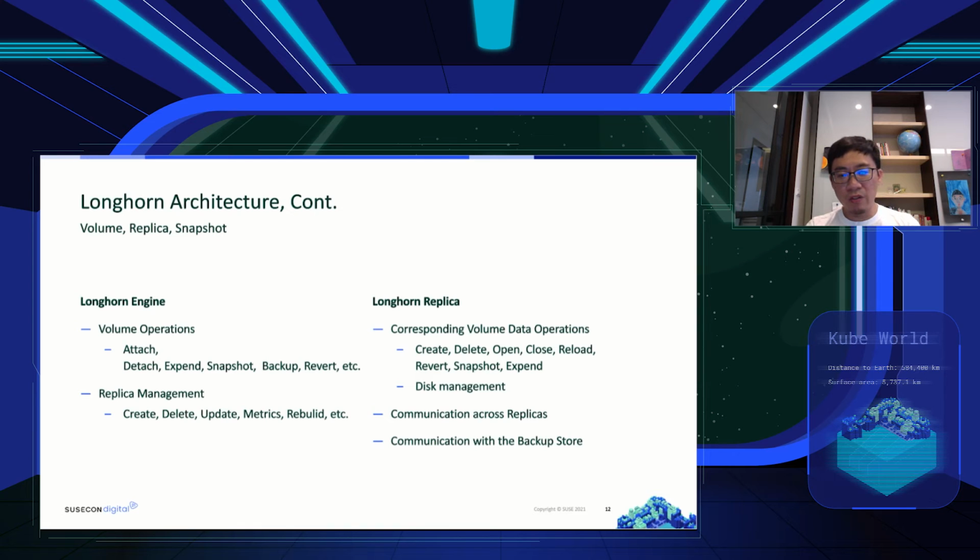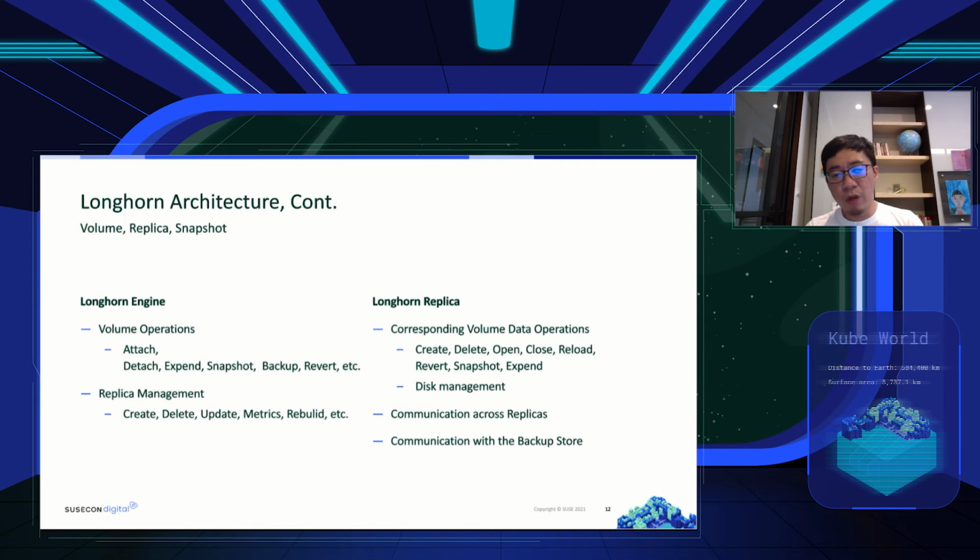And let's talk about the Longhorn Engine. Like I said, each engine maps to a volume, and each volume maps to an engine, vice versa. So the Longhorn Engine is responsible for volume operations, including attach, detach, expand, snapshot, backup, and revert. And it also needs to manage the relationship with its direct replicas, like create replica, delete, update, get metrics of a replica, even rebuild a replica.